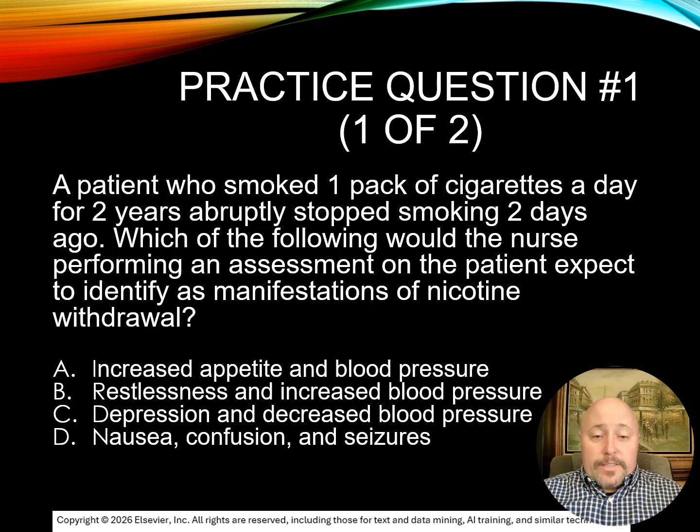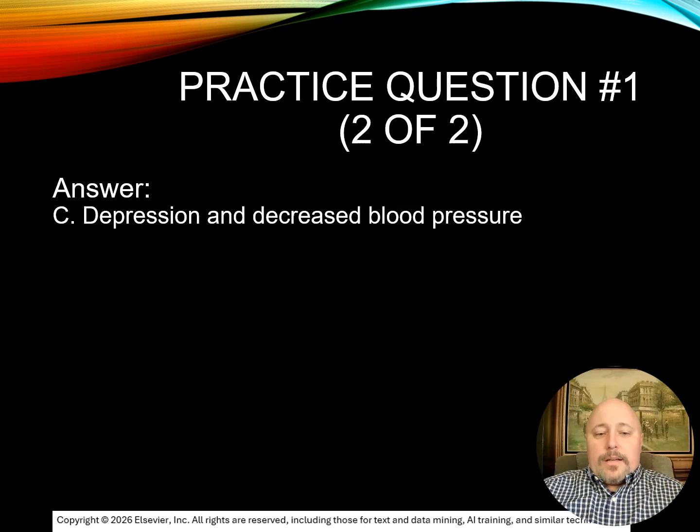For our first practice question, a patient who smoked one pack of cigarettes a day for 2 years abruptly stopped smoking 2 days ago. Which of the following would the nurse performing an assessment on the patient expect to identify as manifestations of nicotine withdrawal? Would this be A, increased appetite and blood pressure, B, restlessness and increased blood pressure, C, depression and decreased blood pressure, or D, nausea, confusion, and seizures? And that answer would be C, depression and decreased blood pressure.